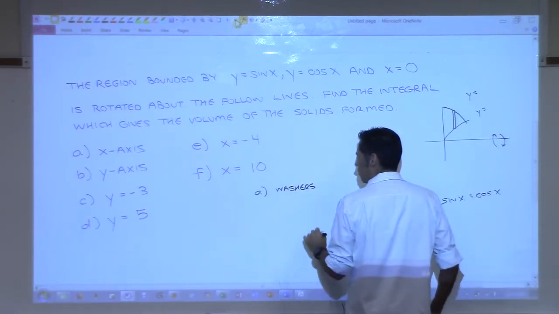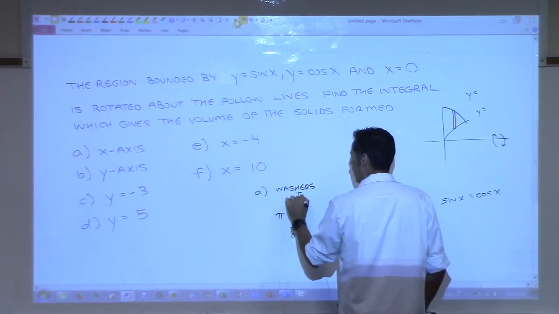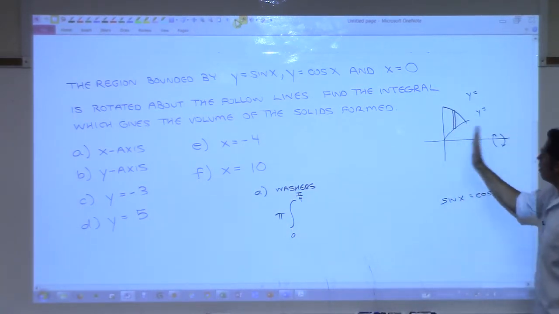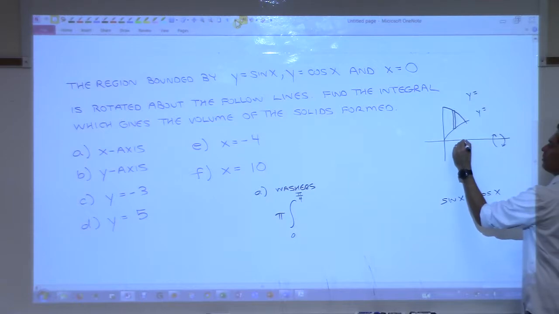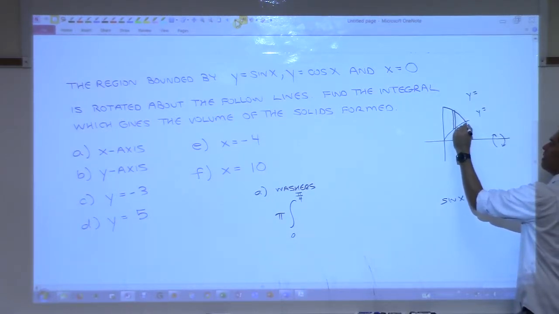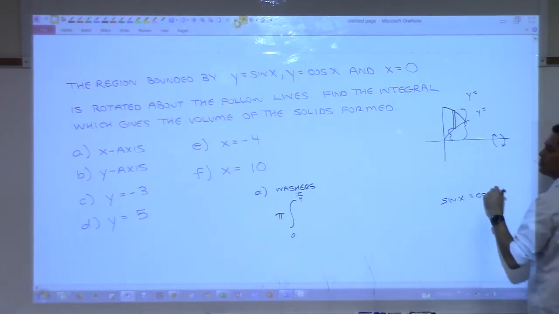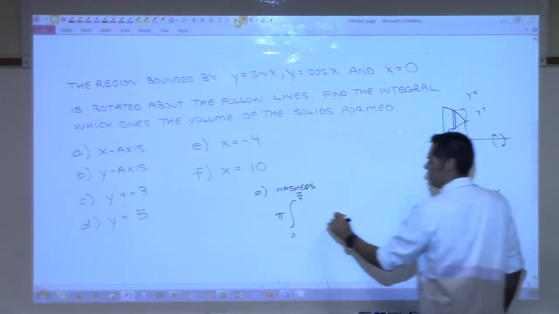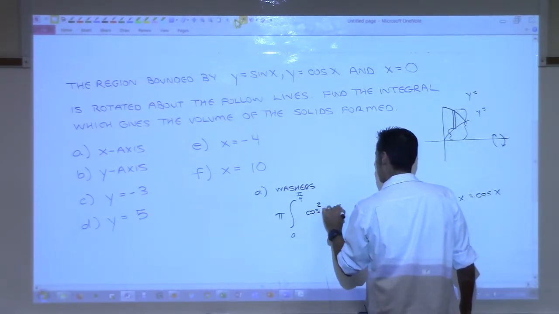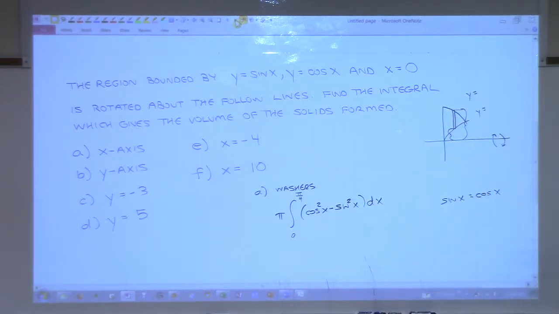The formula for washers is basically pi times the integral from the starting x value to the ending x value. So 0 to pi over 4 is where we slide that rectangle through. Then it's the outer radius, the distance from the axis of rotation to the outer edge of the rectangle, minus the inner radius, both squared. So this should be cosine squared x minus sine squared x dx. That's the first one.